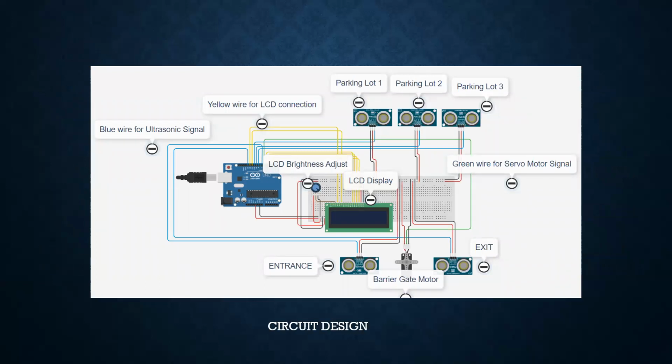We have used 5 sensors. 2 sensors are used, one at the entrance and the other at the exit. And 3 sensors we have used at the parking, named parking lot 1, 2, and 3. And we have used an LCD display to show which parking lot is free. And we have used the LCD brightness adjustment to adjust the brightness of the LCD display.